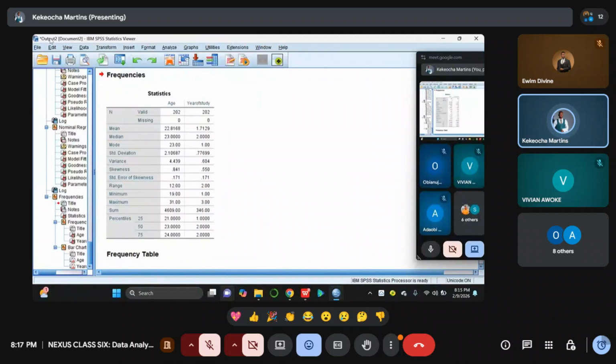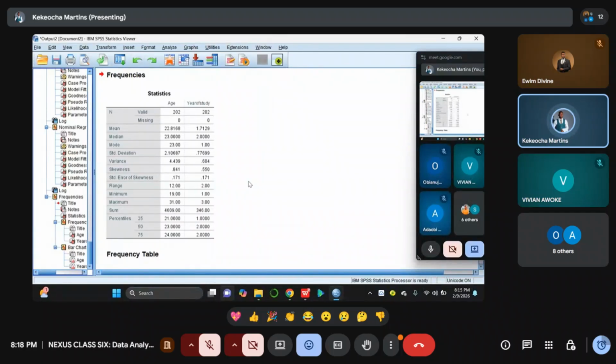If you look here, it's written output. This is where you visualize what you've chosen from your data side. So it visualizes everything here. You look at it and you get a hang of it. So we chose age and year of study. Under age, we have our average age, which is the mean, to be 28.8168. You have your median, you have the mode, you have the standard deviation, you have the variance, you have the skewness, you have standard error, you have the range.